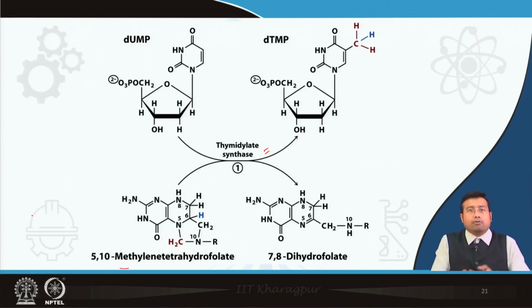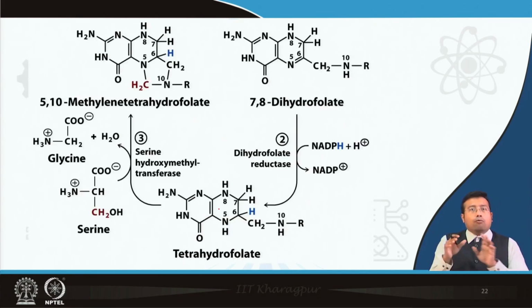N5,N10-methylene tetrahydrofolate itself is converted to dihydrofolate. You can track the structure if you are interested to see what molecules are getting transferred, or from where exactly the methyl group is getting transferred. It is this one and this hydrogen, they are getting transferred to form dTMP. Our job is done. So what do we need more? We need more N5,N10-methylene tetrahydrofolate so that multiple dUMP can be converted to multiple dTMP. So we need regeneration of N5,N10-methylene tetrahydrofolate.